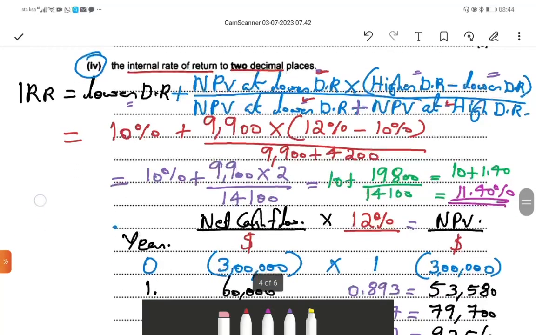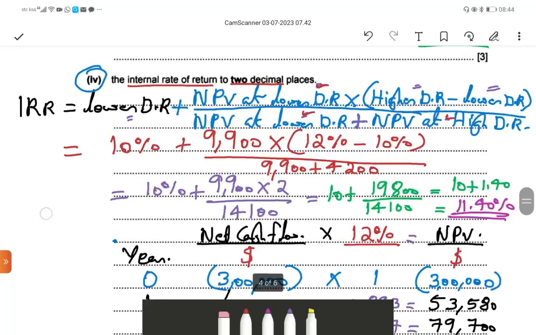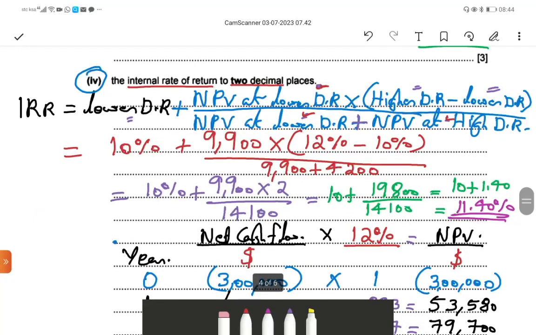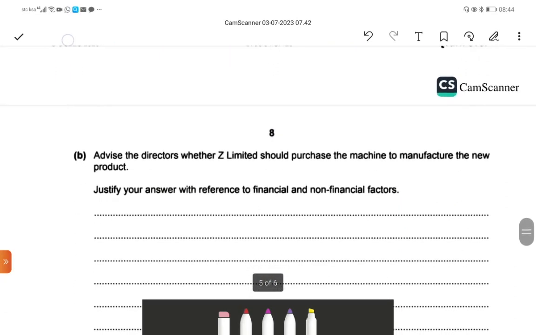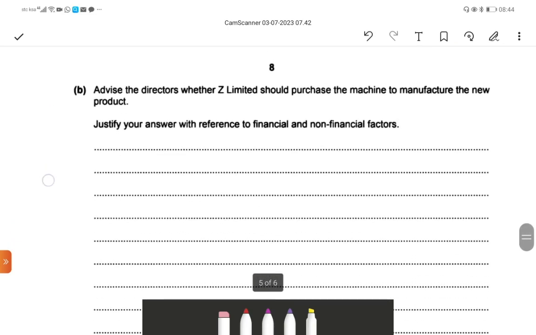Done. Next, you need to consider the net present value at the lower factor and the higher factor, whether it is positive or negative. You have to just take the figure. Okay, so we are done with 2A completely. So next we will move to the B part.